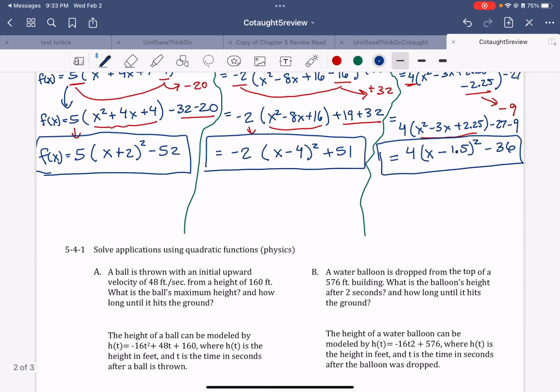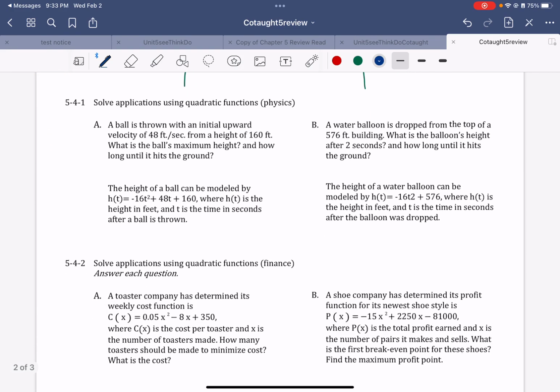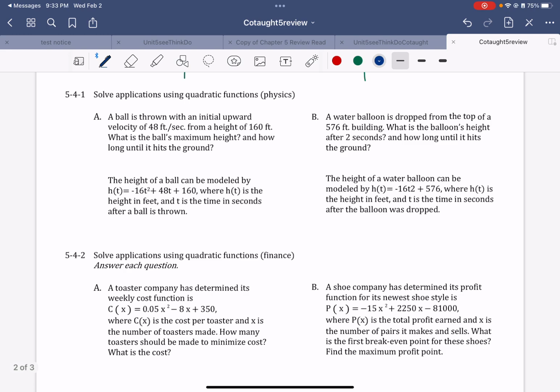All right, we are going to move on to the word problems. You guys did great at these, so just another review.